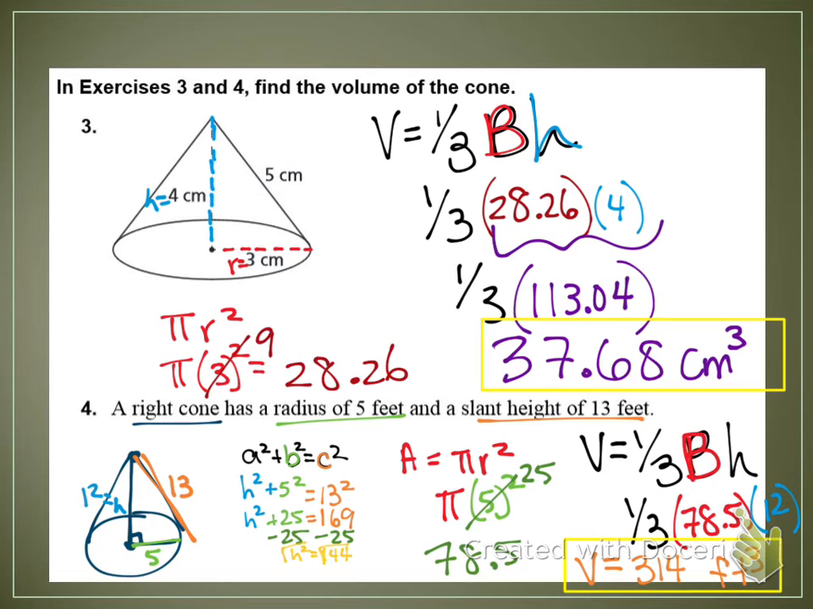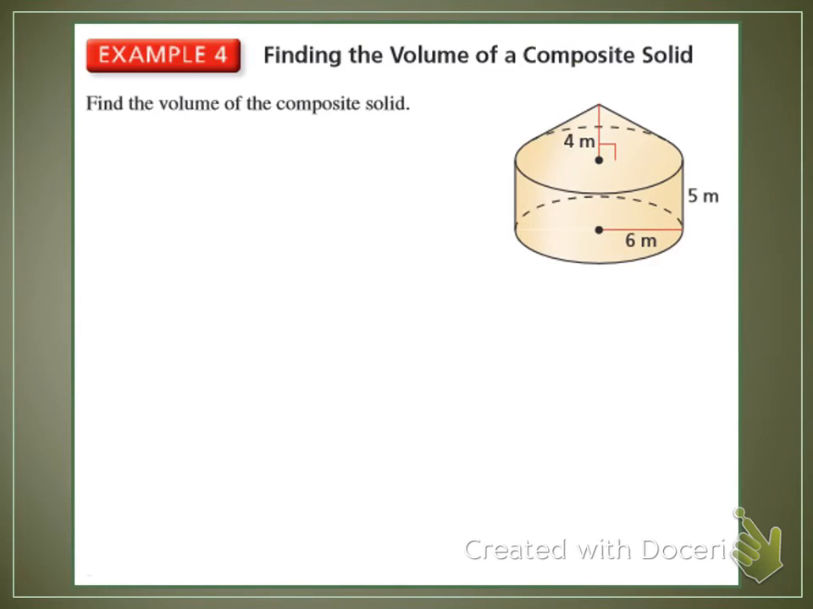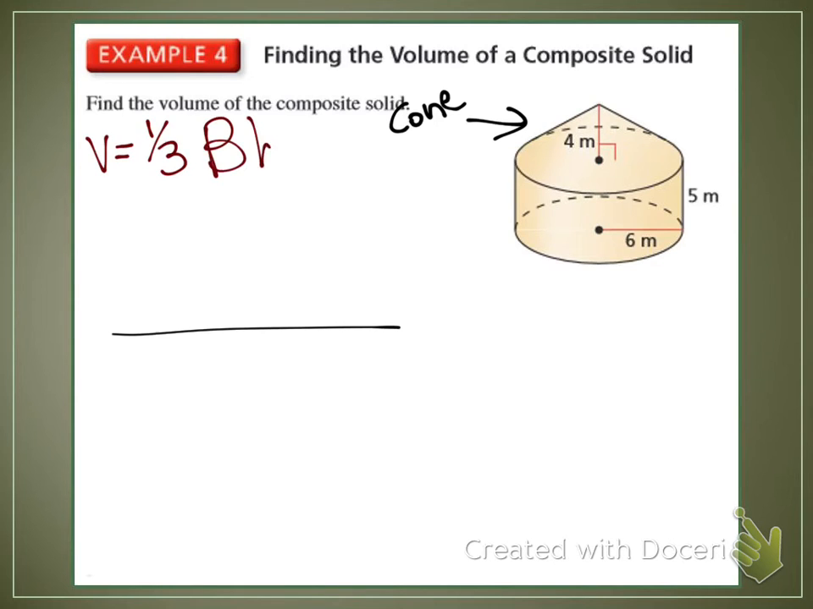Everything from here should be pretty familiar. We have a composite solid. So it's made up of 2 shapes. What is the top shape called? It's a cone. Oops, sorry. So the top one is a cone. What does a cone have the same formula as? A pyramid. So volume equals 1/3 area of the base times the height.